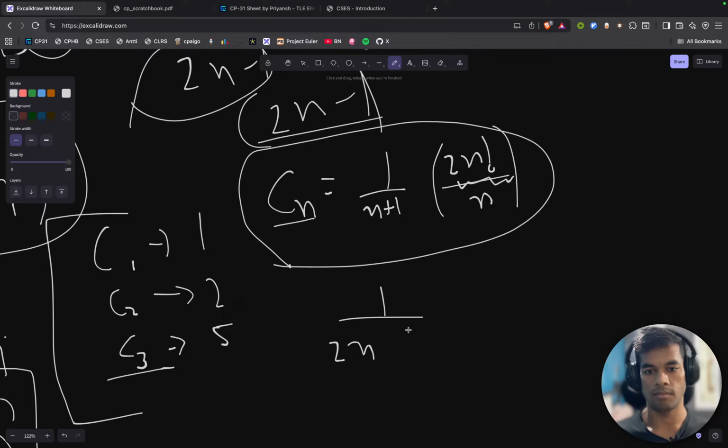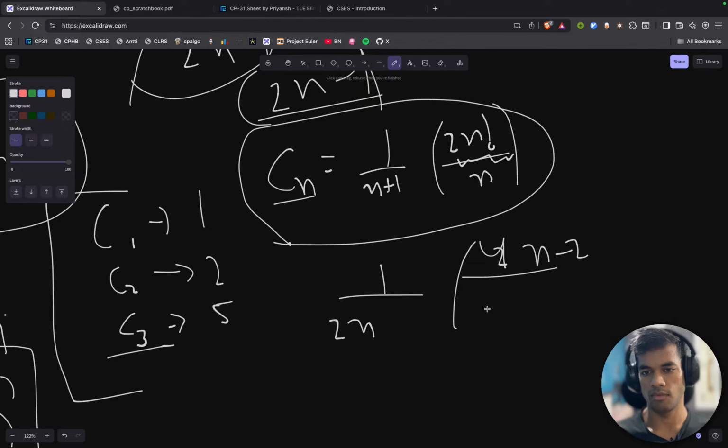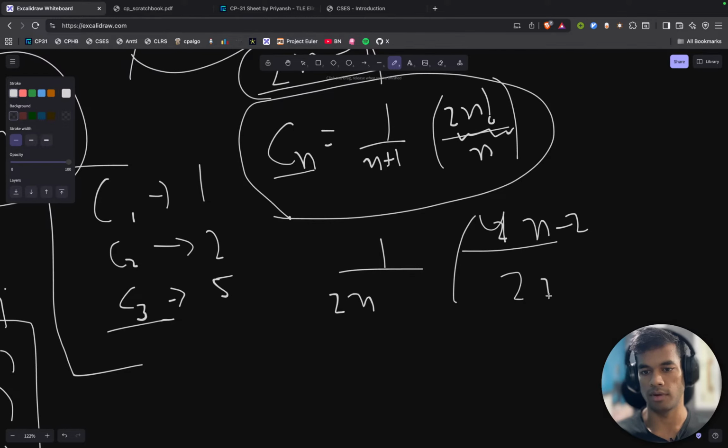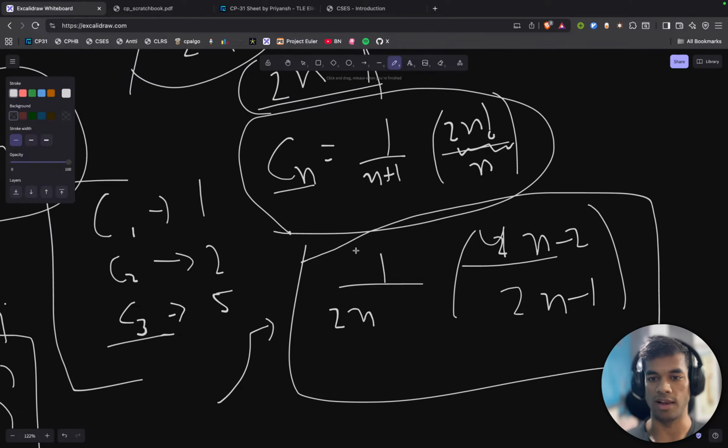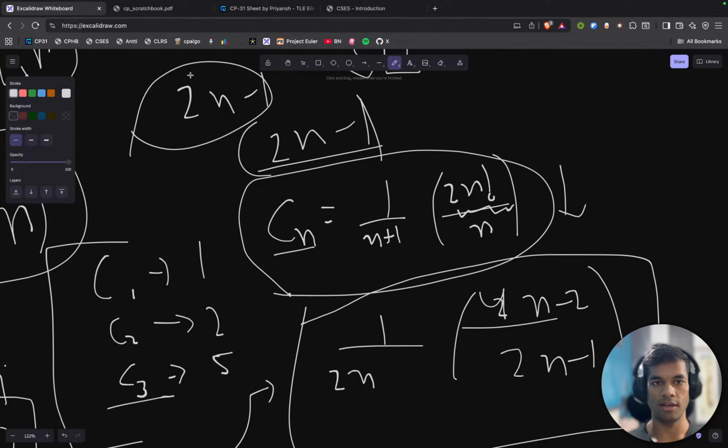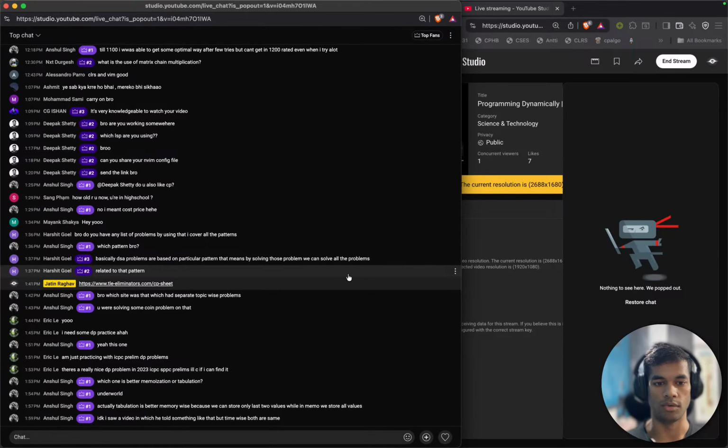2n brackets, 4n minus 2, and below we will have 2n minus 1. This is the possible number of arrangements we could have, and this is a very big number. We do not want to calculate this many things, so we do not do that.